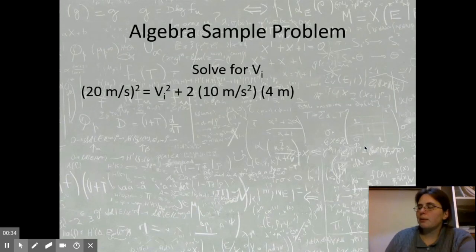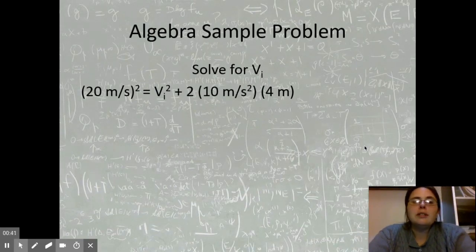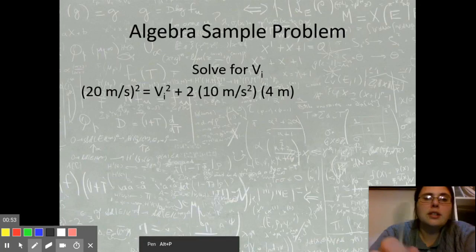Here's an example problem. We want to solve for Vi, and we have 20 meters per second, and that quantity is squared, and that's equal to Vi squared plus 2 times 10 meters per second squared times 4 meters. And if you notice, there are a couple of things that you can see.